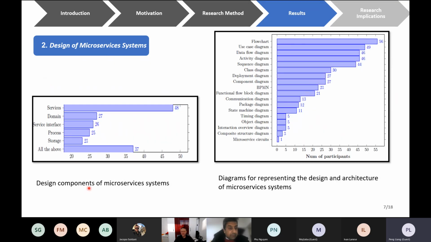We also considered some design components of microservices. They are normally using services and domain services processes to describe the architecture, and most of the diagrams are flow charts, use case diagrams, data flow diagrams, activity diagrams, and sequence diagrams. Class diagrams are also used to describe the different views of the microservices architecture.